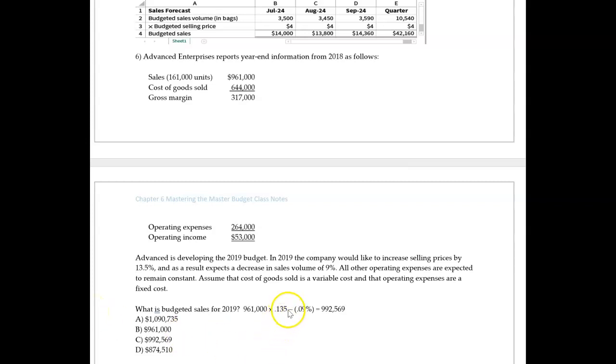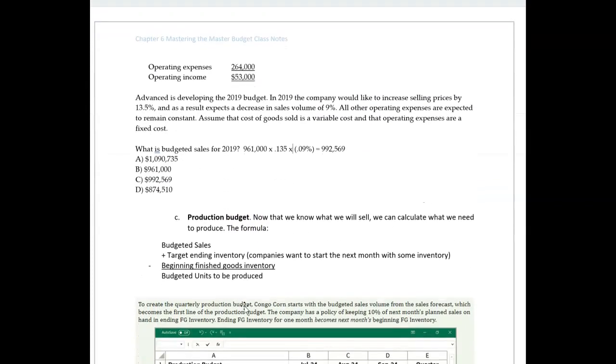You know what? I think this has to be times, not minus. It's got to be times, because the reason why you can have a simple formula like this is because it's multiplication. Okay, so now let's look at a production budget.